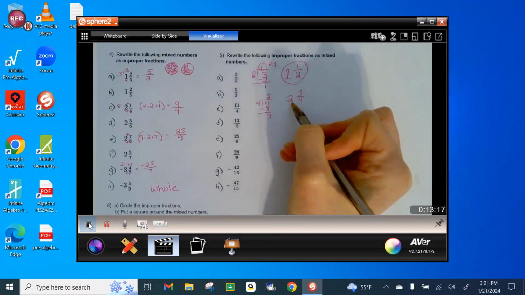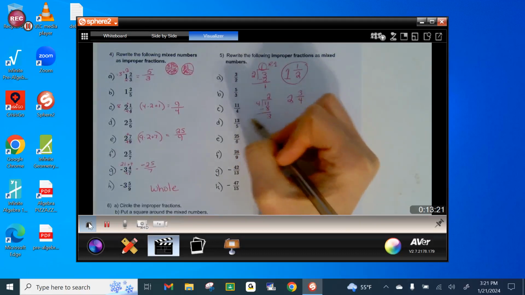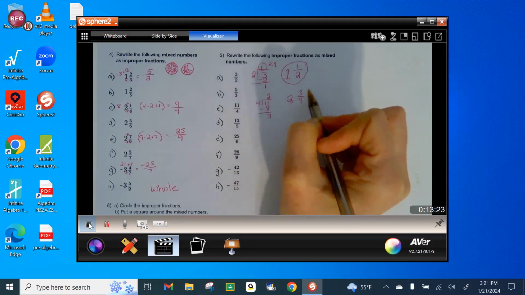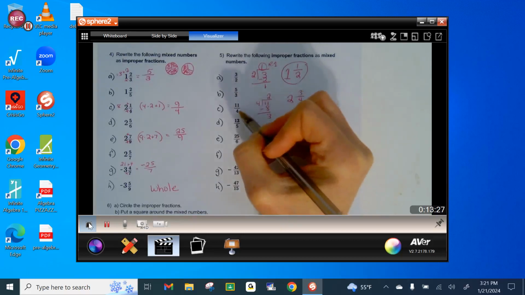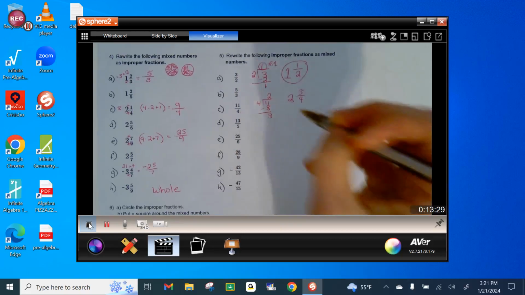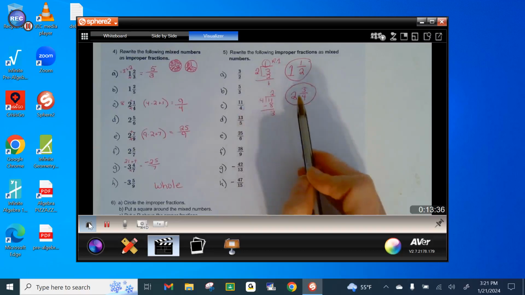So this is the number of times we can put 4 into 11 and make 4 whole parts. And then we take the remainder, the extras, and put it up here over the number of parts that it's been cut into. That's the process. And if we were to draw a picture, this picture would look just like this one.